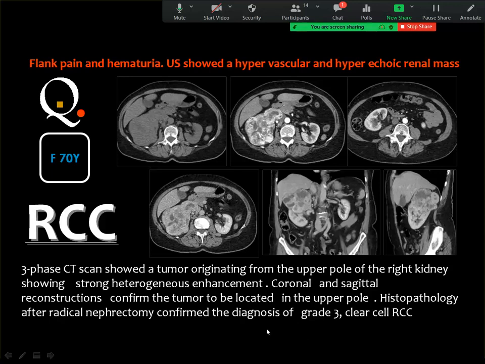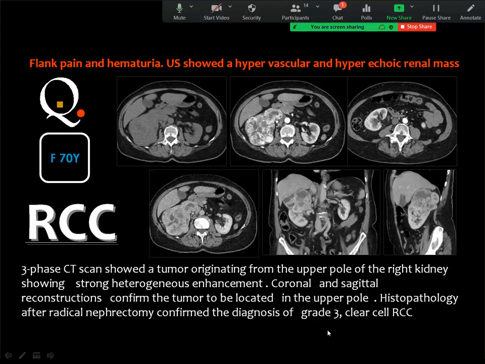Also, do not diagnose a renal oncocytoma even if you have the typical CT appearance of the tumor. You should consider the possibility of renal cell carcinoma, and if it proves to be an oncocytoma after that on biopsy, you are not wrong.